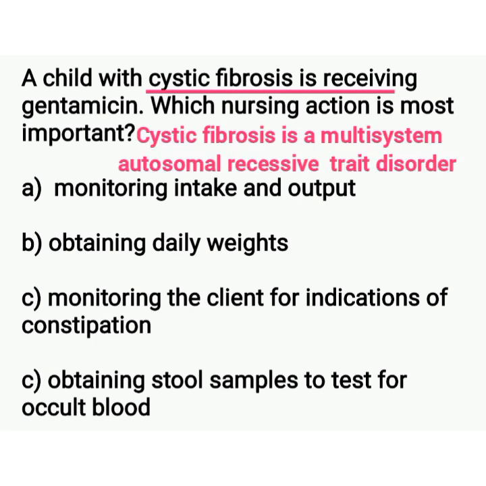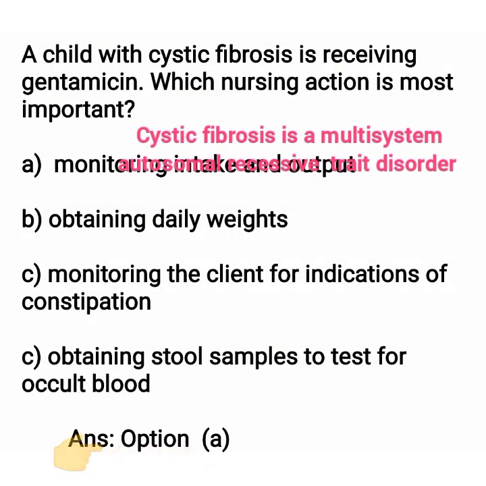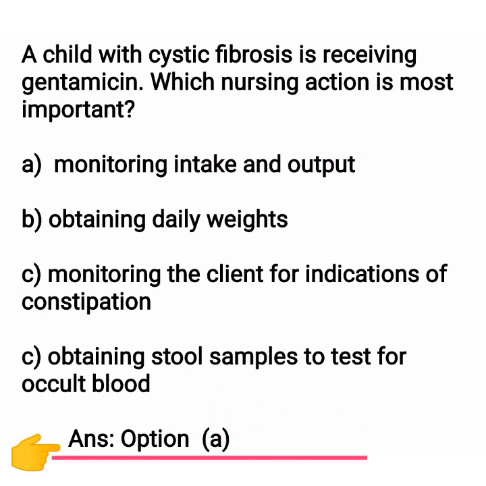Here the question is, a child with cystic fibrosis is getting gentamicin. Gentamicin is an example of aminoglycosides. Among these options, which is the most important nursing action for this child? Cystic fibrosis is a multi-system autosomal recessive trait disorder. The correct answer for this question is option A, monitoring intake and output.